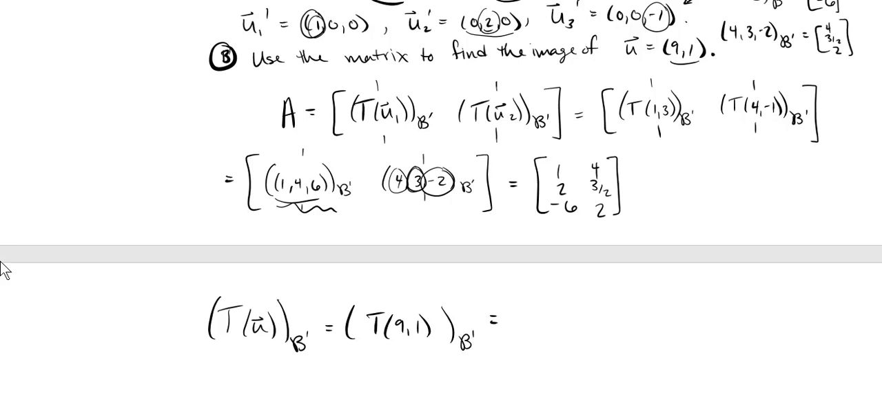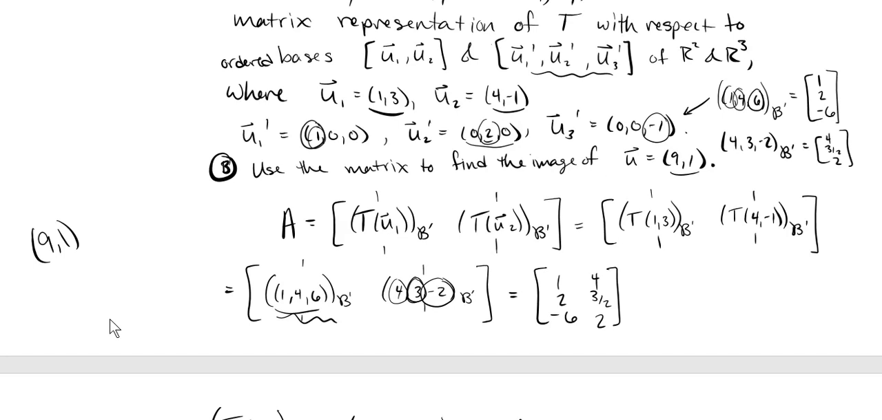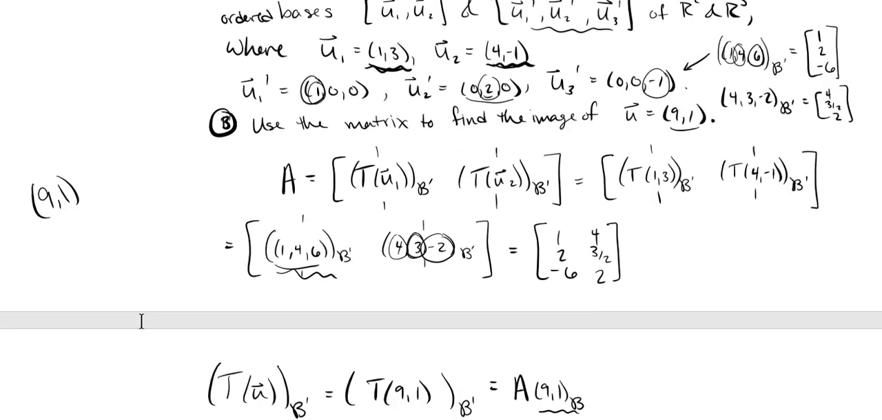We know that's just the same as our matrix A times the coordinates of 9, 1 relative to our original basis. Remember, when I write this 9, 1 subscript B here, that's really indicating that this is a column vector. We have to figure out what that column vector is. So maybe we do that up here. We want to express 9, 1 as a linear combination of 1, 3 and 4, -1. Those original U1, U2 vectors.